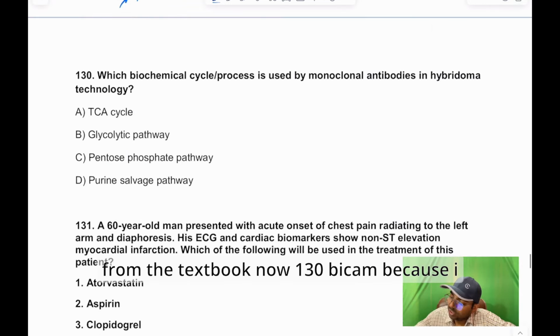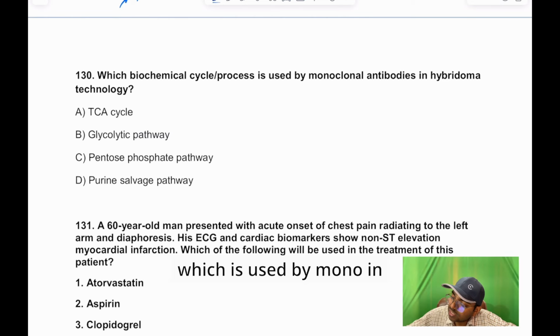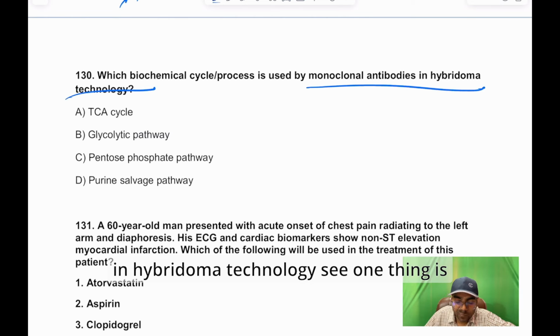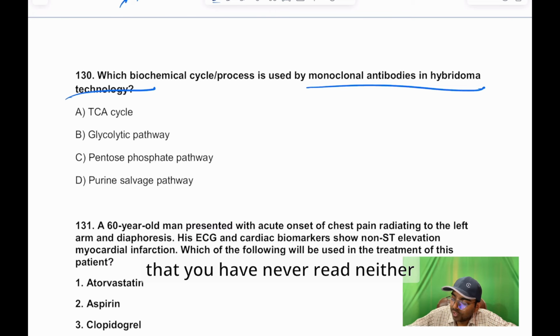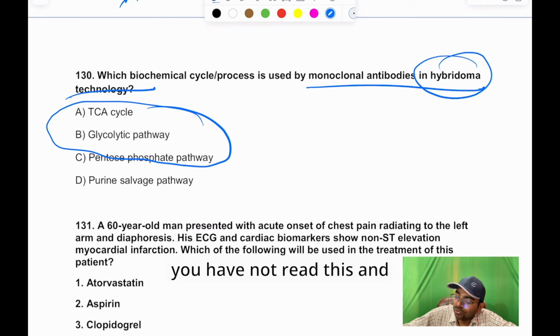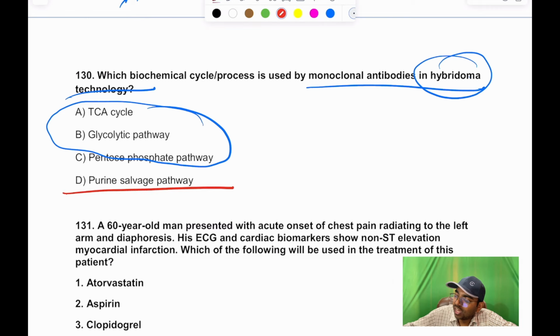Now question 130, which biochemical principle is used in hybridoma technology? Now in hybridoma technology, see, one thing is that you have never read hybridoma technology, but you have read all these three, and then again you have not read this, and antibody, monoclonal antibodies.